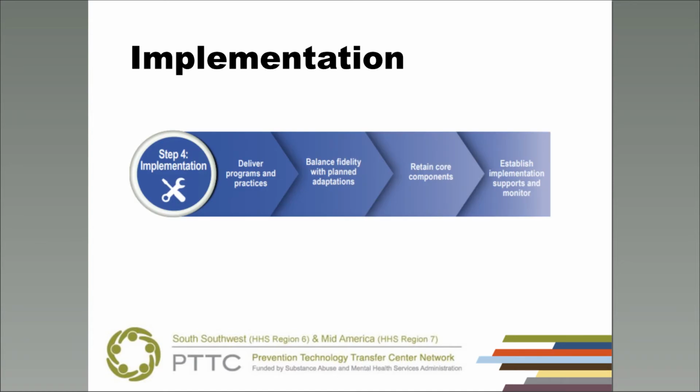This is what SAMHSA has put together for the key components of implementation, this visual. There are four main parts, and the first one is delivering programs and practices. In order to do that first piece, you need to be able to do these other three pieces: balancing fidelity with planned adaptation, always retaining core components, establishing implementation supports, and monitoring implementation. So those are the four pieces that we're going to talk about today.